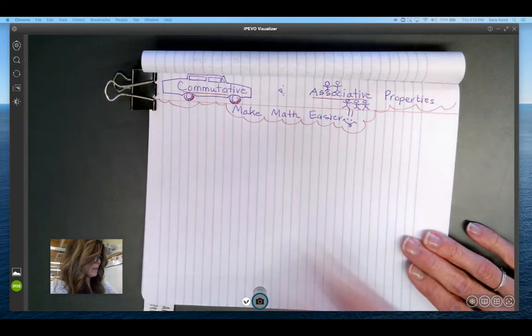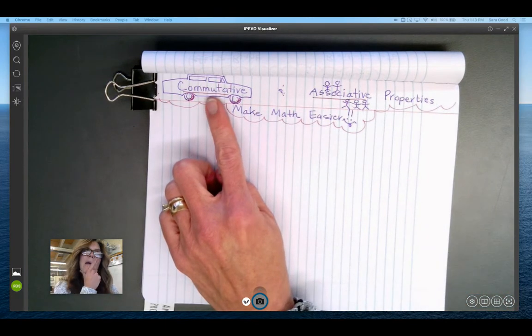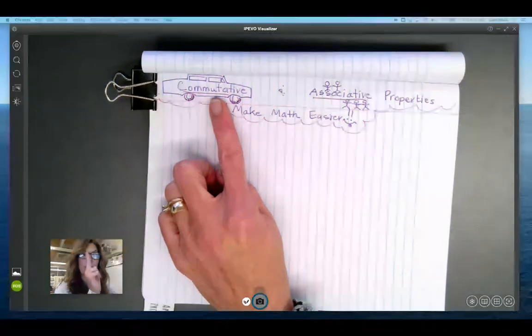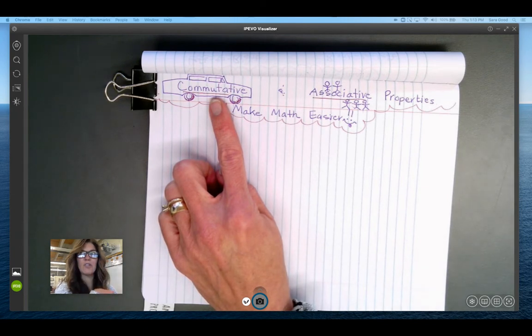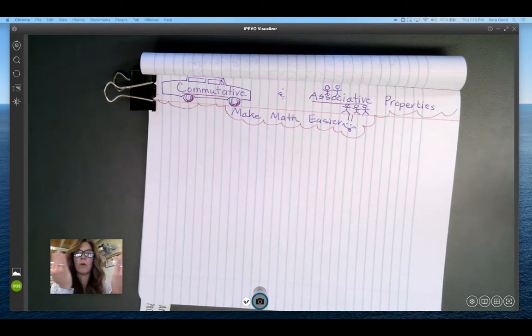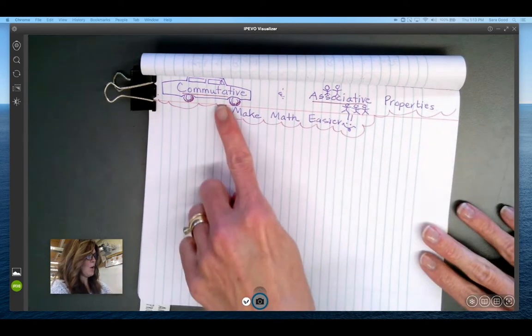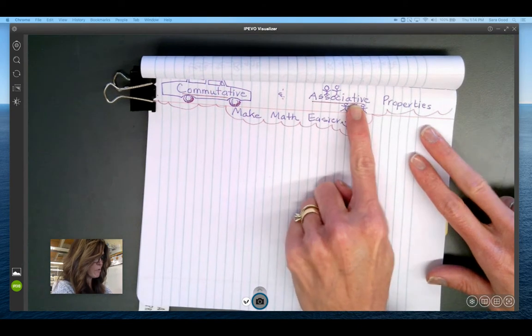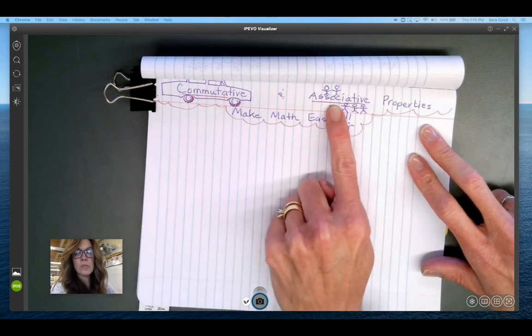So let's remember, commutative, I wrote that and encased that word in a car because it reminds me of the word commute. Many of your parents might commute to work. When you go into college, you would commute. Sometimes you might drive to college and drive back. That's called commute, to move back and forth. And so the car reminds me that I can move numbers back and forth to make math easier, okay?